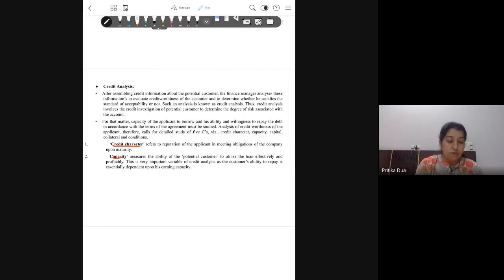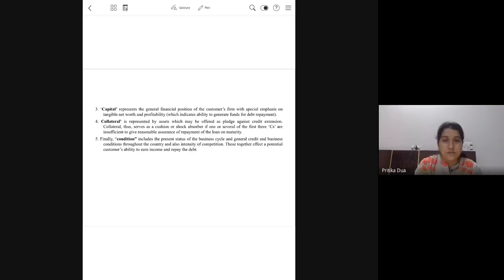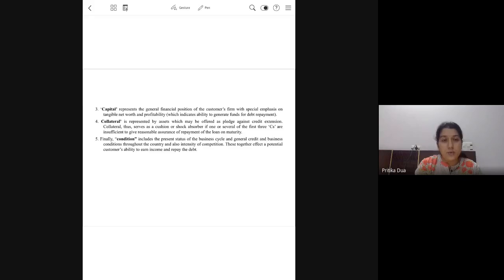Even if you forward the credit facility to the customer, whether he is able to put that facility into a profitable use, how efficiently is he running the business through these credit facilities, come under the capacity of the customer. Then capital. Capital is what is the financial net worth of the customer or his firm. Collateral. Collateral is the security which is offered, which is pledged against the loan taken.